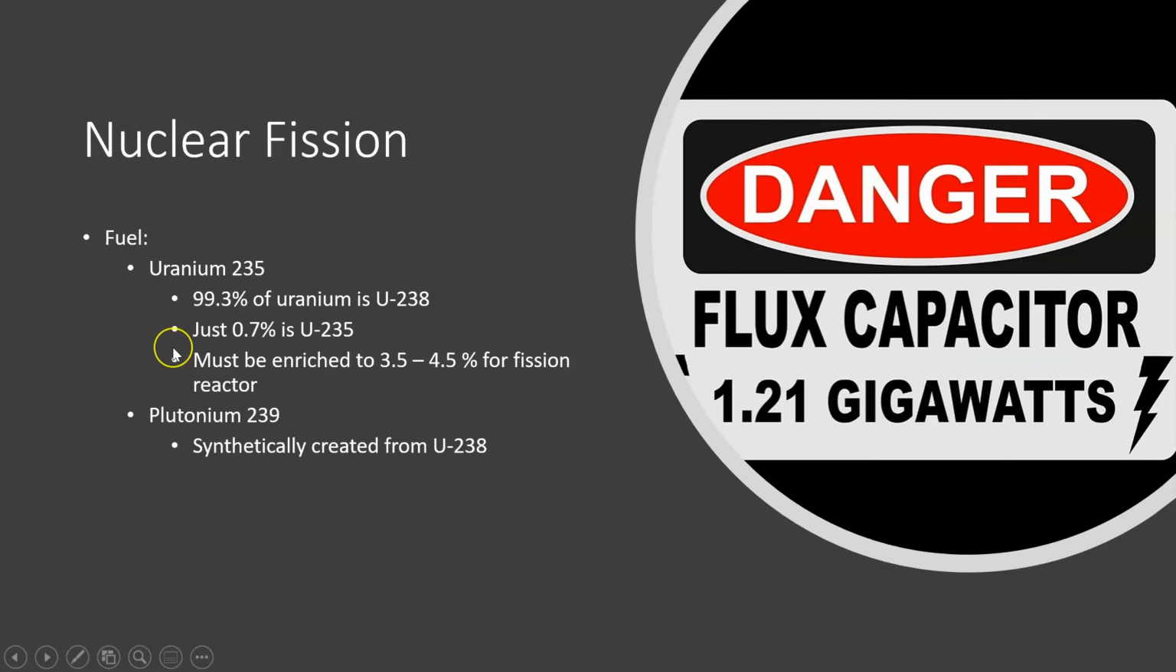For nuclear fission to occur, we need certain isotopes that are referred to as fissile. Primarily we're going to rely on uranium-235 or plutonium-239. Uranium-235 is a naturally occurring isotope, so we can mine uranium. Again, Australia, I believe, has the largest uranium deposits discovered as of right now.